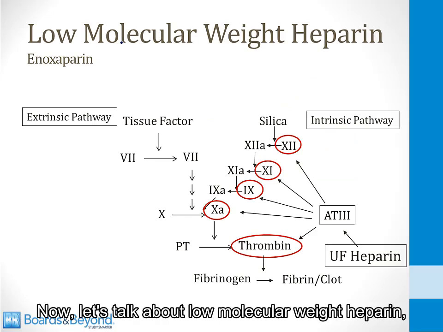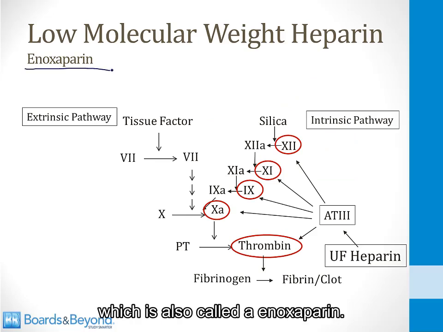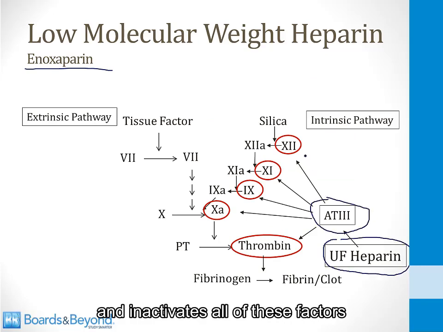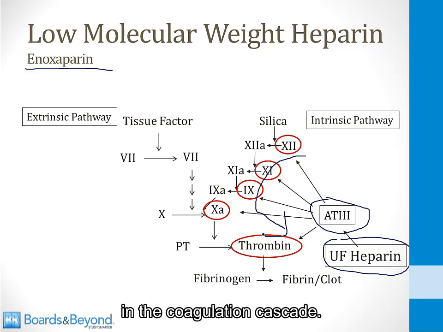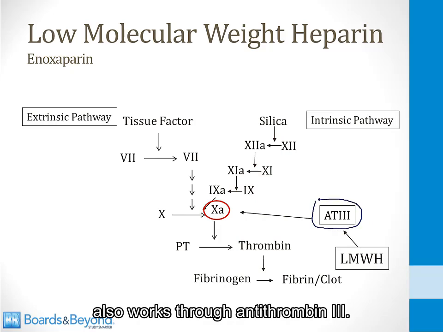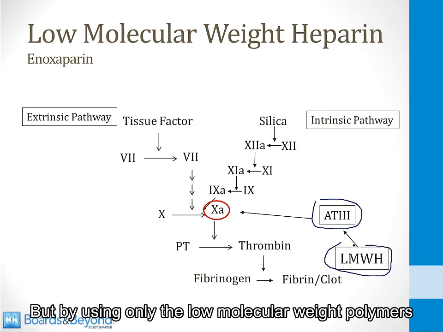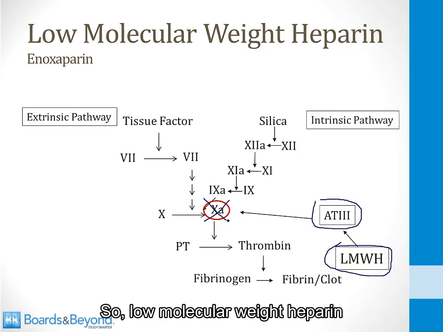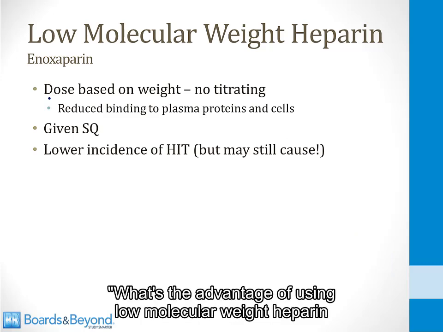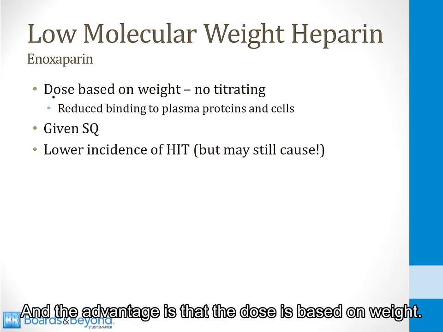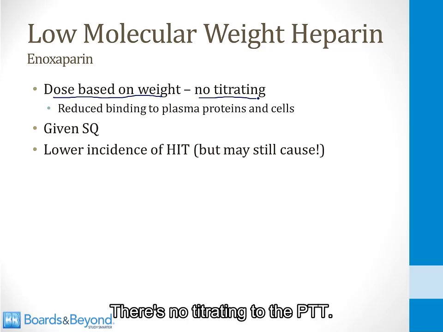Now let's talk about low molecular weight heparin, which is also called enoxaparin. Remember I told you before that unfractionated heparin works through antithrombin 3 and inactivates all of these factors in the coagulation cascade. Well, low molecular weight heparin also works through antithrombin 3, but by using only the low molecular weight polymers of heparin, the effect is limited to factor 10A. So low molecular weight heparin will only inhibit factor 10A. So you might be thinking, what's the advantage of using low molecular weight heparin over unfractionated heparin? And the advantage is that the dose is based on weight. There's no titrating to the PTT.